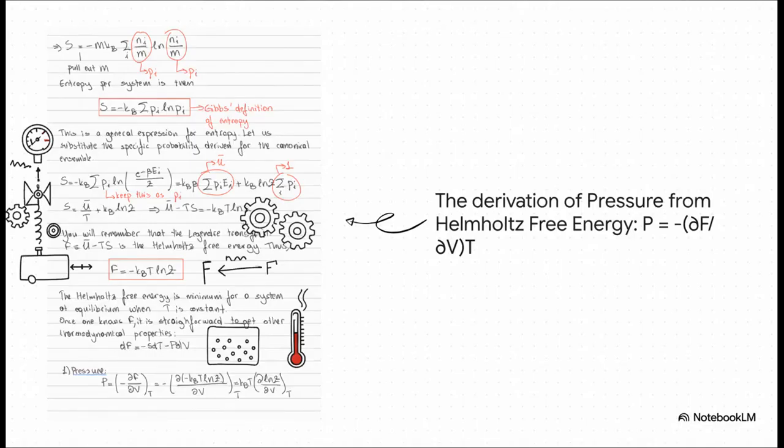And your notes lay out the exact derivation right here. Look at the bottom. You can see the formula for pressure. P is just the negative partial derivative of F with respect to volume. And since F is really just a function of Z, what you're actually doing is taking the derivative of the natural log of Z. You just plug in your expression, turn the calculus crank, and out pops the pressure.